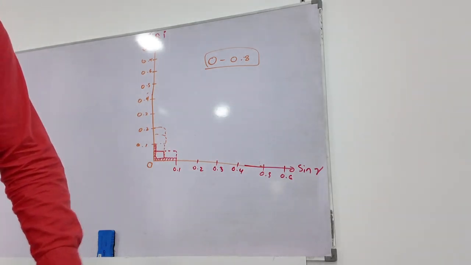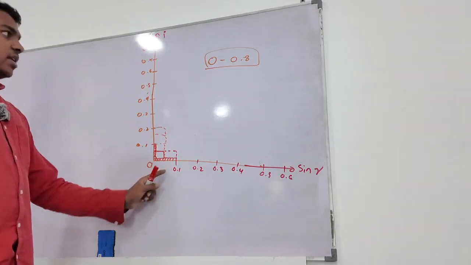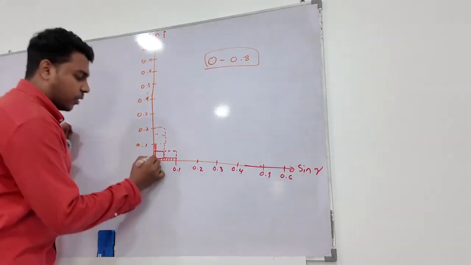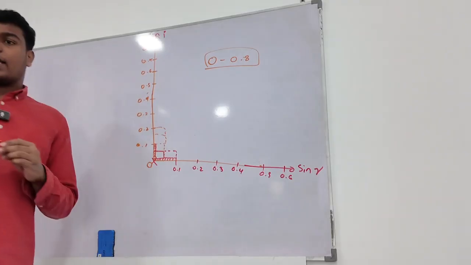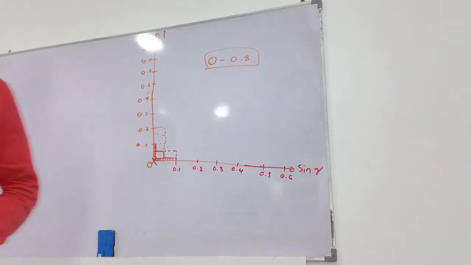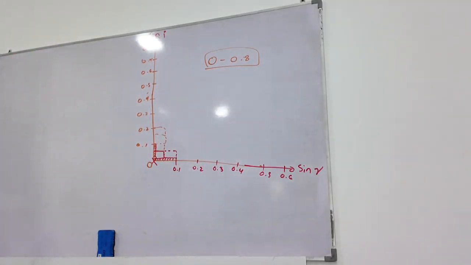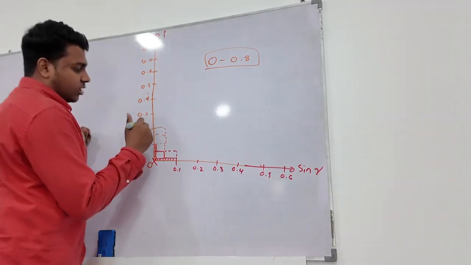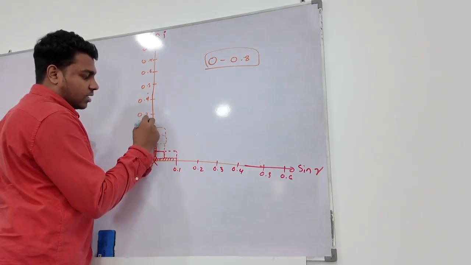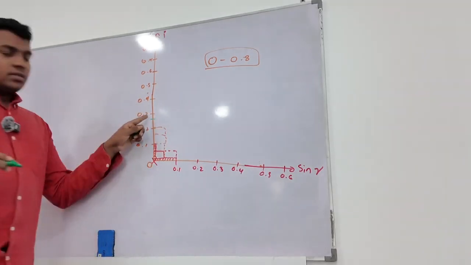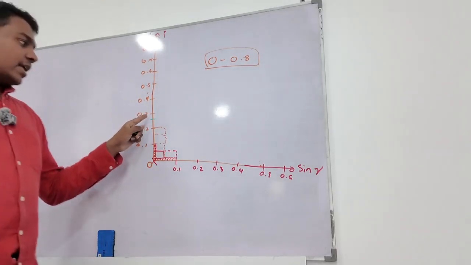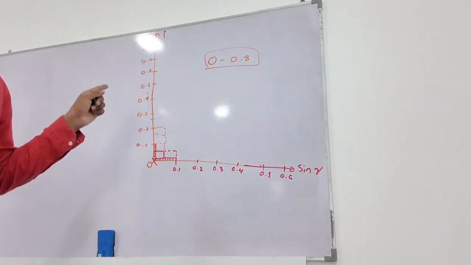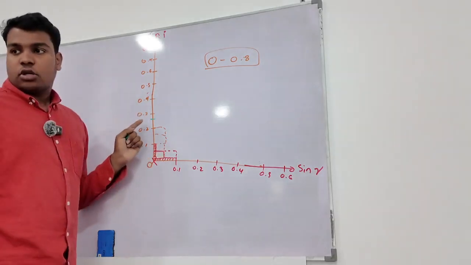So when sine i is 0, sine r is also 0. So this is one point. When marking, remember you have to mark with a cross. I'm going to mark it in green color. Then when sine i is 0.2, sine r will be 0.17. Don't mark it like this, I'm just marking for my reference.